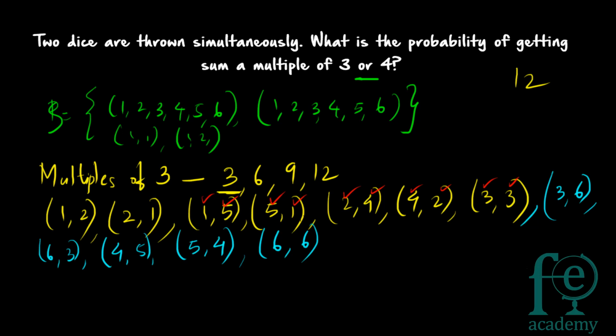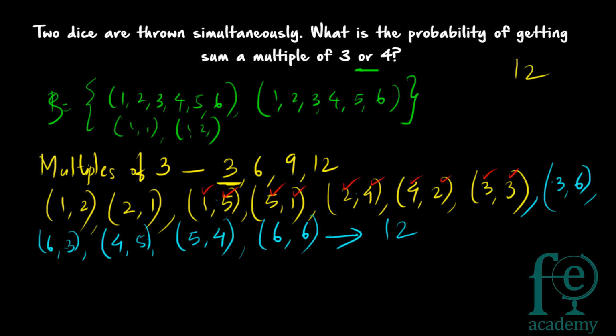So to obtain a multiple of 3, how many favorable outcomes are there? 1, 2, 3, 4, 5, 6, 7, 8, 9, 10, 11 and 12. So 12 favorable outcomes will be there to obtain a multiple of 3. So what will be the probability? Probability will be equal to 12 divided by 36. 36 is the total possible outcomes and 12 is the number of favorable outcomes.